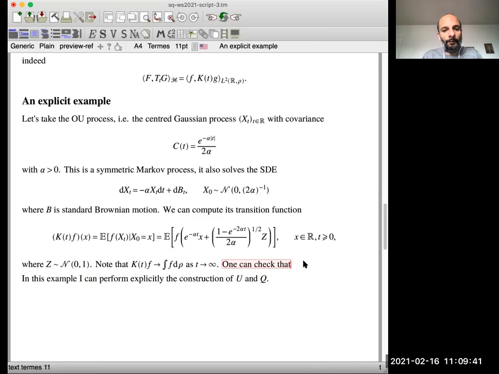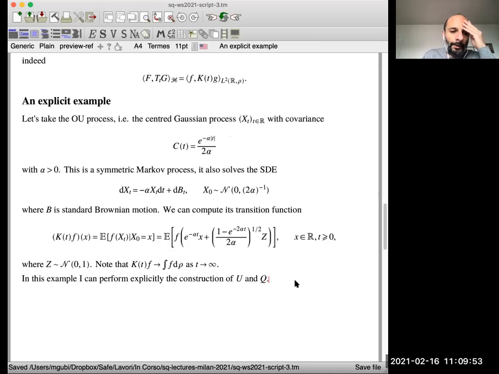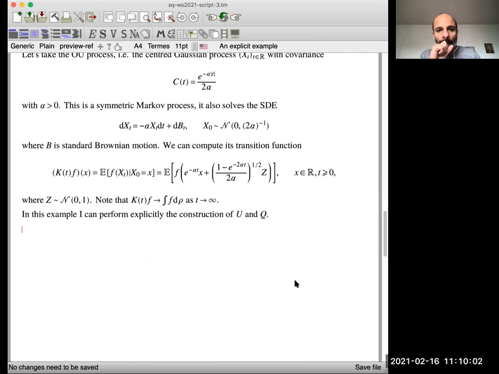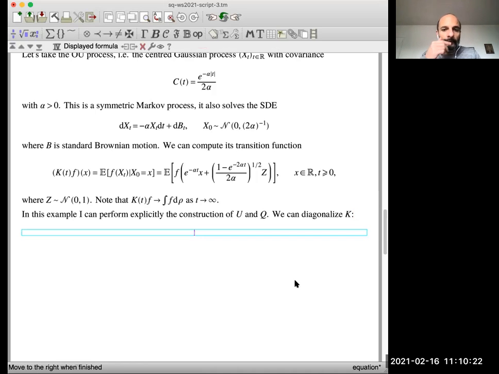Strong continuity is somehow clear as soon as, for example, you know that the Ornstein-Uhlenbeck process has a continuous path. It's a continuous path, so we are in the framework above. So let's do it, that's the next thing I want to do. In general it's complicated, but in this example it's easy because actually I can diagonalize.